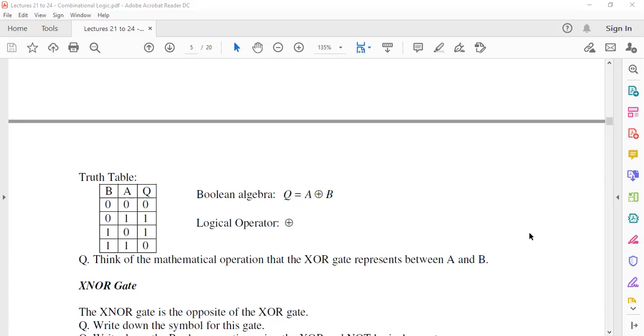Another way to describe the operation of this gate is that when the inputs have different states, B is 0, A is 1, or B is 1, A is 0, so they have different states, then the output is high. So this is also a difference gate, as you can see clearly here. When both inputs have different states, the output is high. When both inputs have the same state, the output is low. Now, mathematically, it can be represented as follows. So we have the plus, and then we just circle it to show the exclusive operation.